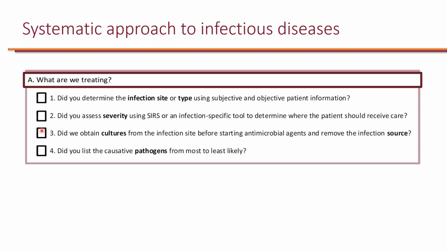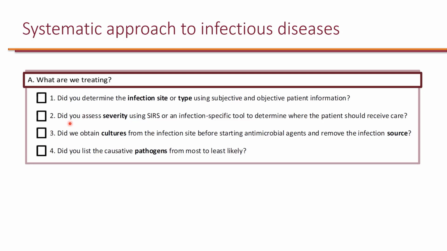This is a checklist of things to consider, and if you follow these steps in order, you are more likely to achieve the most optimal treatment for your patient. So the first question is, did you determine the infection site or type using subjective and objective patient information? This is where you use the signs and symptoms.